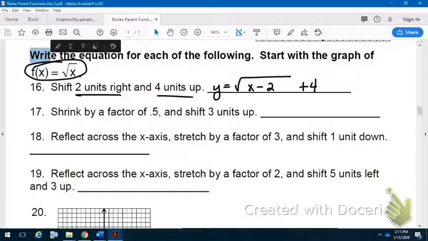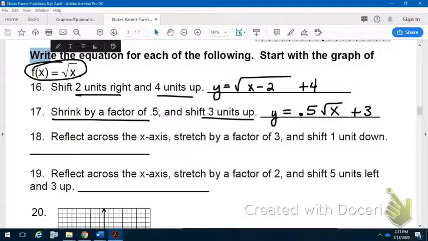We've got a shrink and an upshift. There's no left or right. So that means we're not going to have anything under the square root symbol except the x. So you have the 0.5, that's your shrink, square root of x, because there's no left or right shift, and your plus 3 is outside the square root symbol because it's a vertical shift.